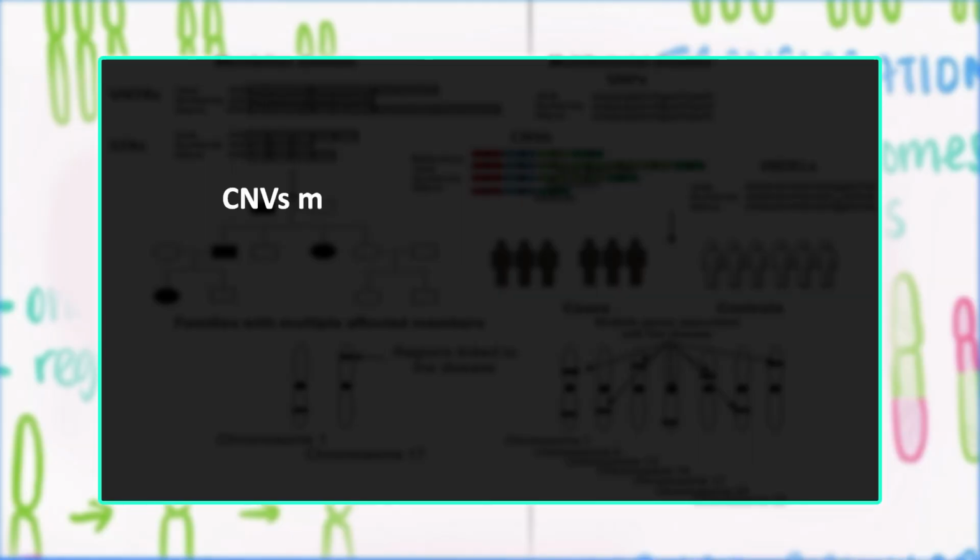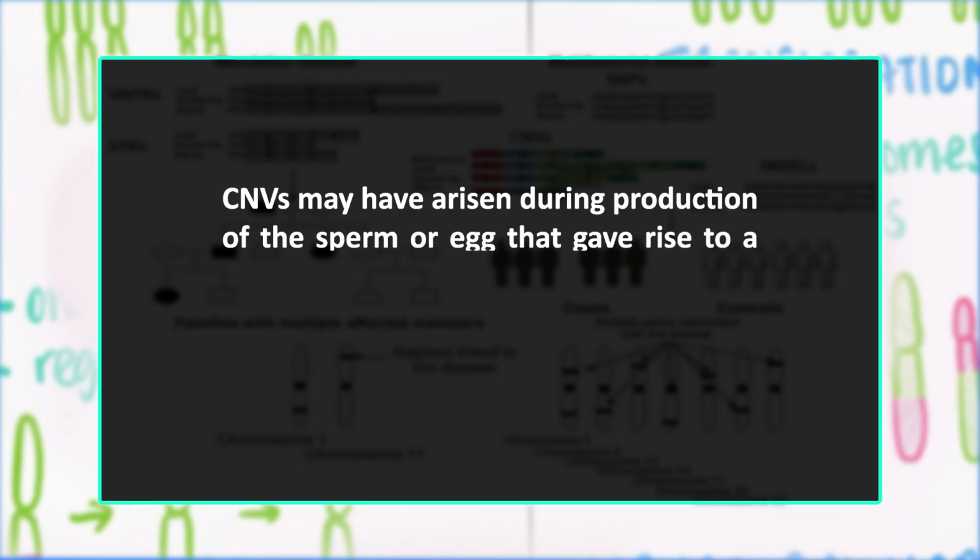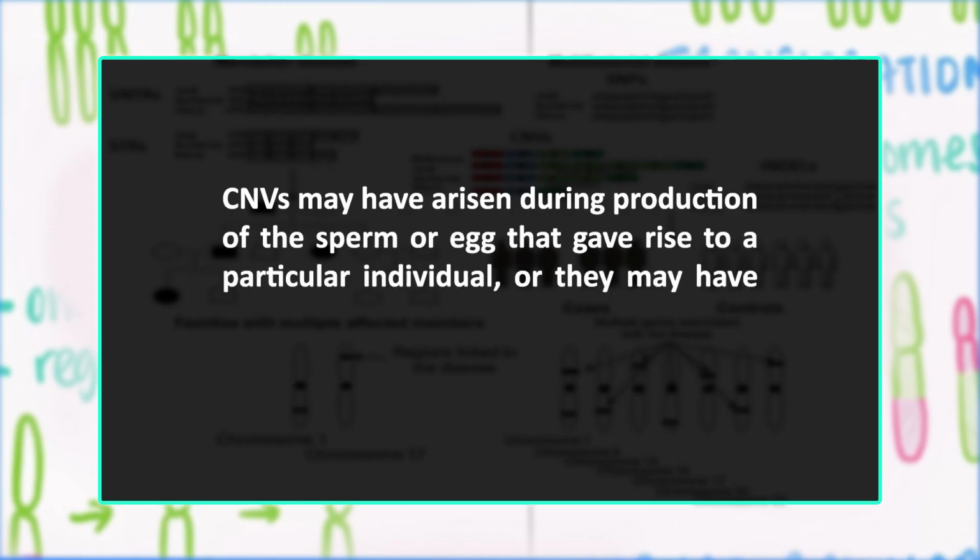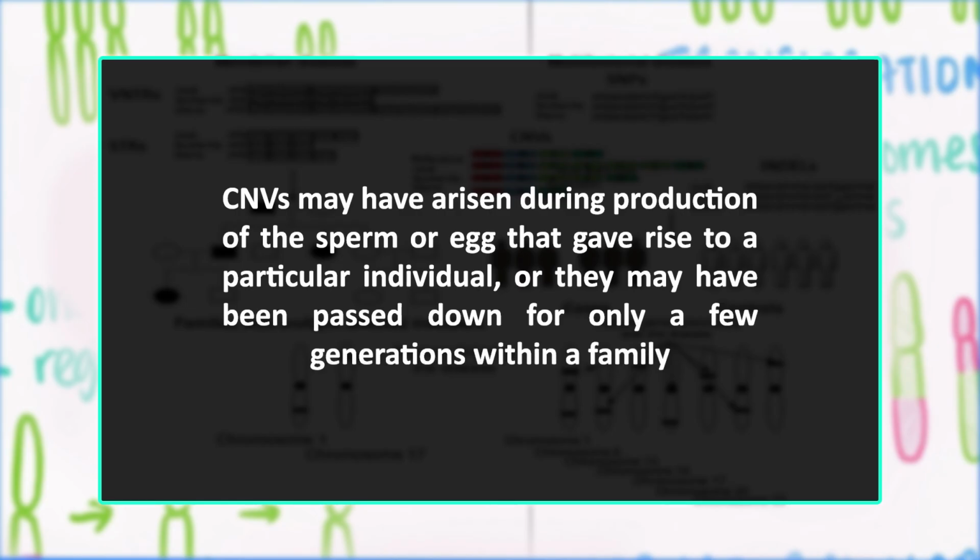The second class of CNVs includes relatively rare variants that are much longer than the CNPs, ranging in size from hundreds of thousands of base pairs to over 1 million base pairs in length. Also known as microdeletions and microduplications, these variants usually have a much more recent origin within a family. These CNVs may have arisen during production of the sperm or egg that gave rise to a particular individual, or they may have been passed down for only a few generations within a family.